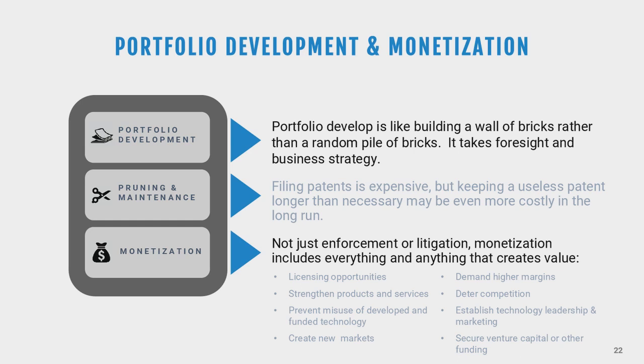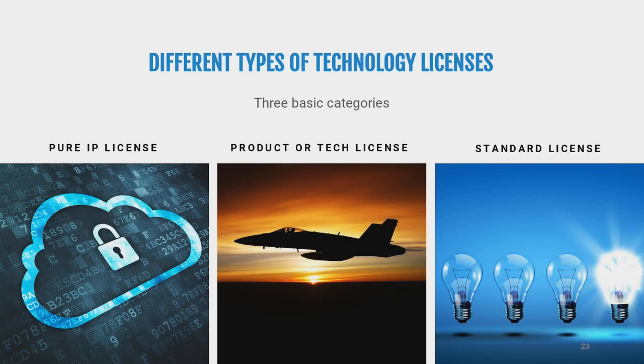Okay. Now, I'm not going to go through this in detail. Next slide. There are three main types of technology licenses that I want to make sure that people are aware of. There's a pure IP license, there's a product or tech license, and then there's a standard license. You'll hear licenses referred to by these names or alternative names, but it's basically important to think about them in these three particular categories.